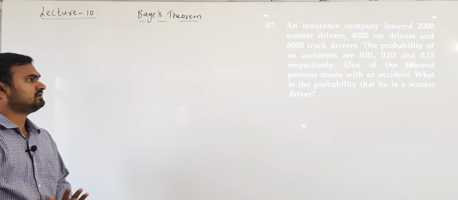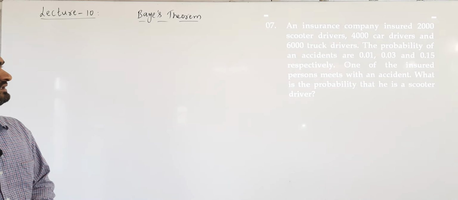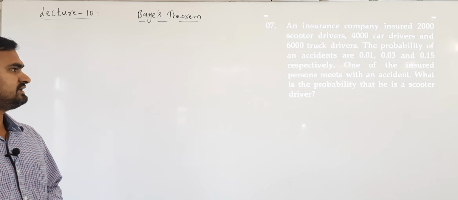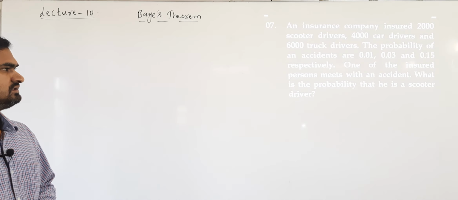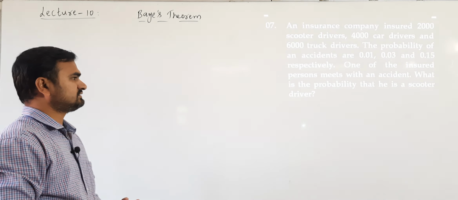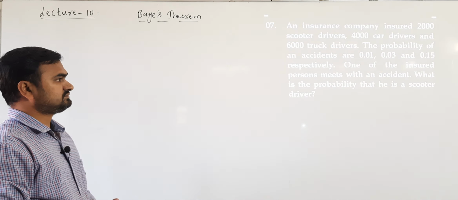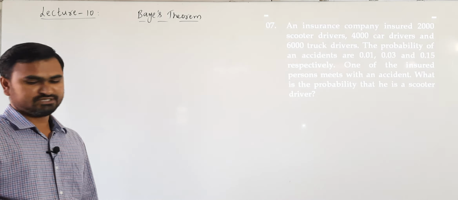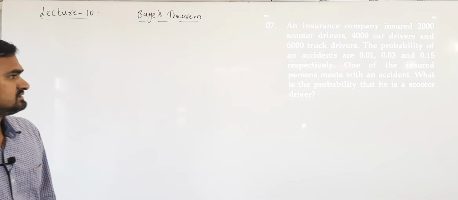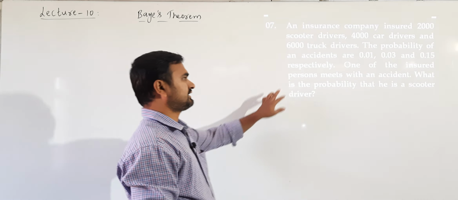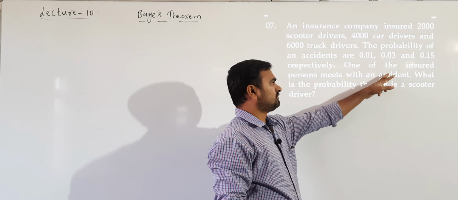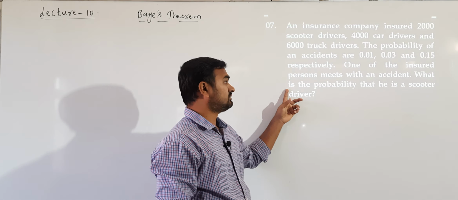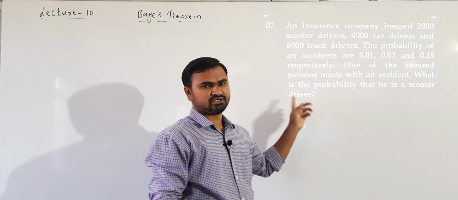Question number 7. An insurance company insured 2000 scooter drivers, 4000 car drivers and 6000 truck drivers. The probabilities of an accident are given as 0.01 for scooter drivers, 0.03 for car drivers, and 0.15 for truck drivers respectively. Now one of the insured persons meets with an accident. What is the probability that he is a scooter driver?